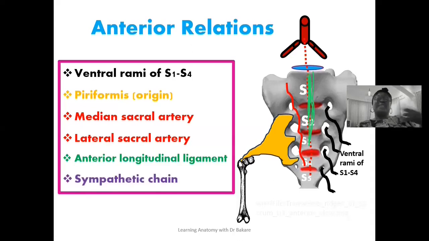Then finally, we have the sympathetic chain, and this is what is highlighted here in purple. You have two, one on the right side and the other on the left side. This sympathetic chain is a chain network of nerves that extends from the cervical region down to the sacrum. You see it on both sides of the vertebral column, and it also descends along the anterior surface of the sacrum. So these are the structures that are related to the anterior surface of the sacrum, and we've been able to highlight or illustrate them effectively.